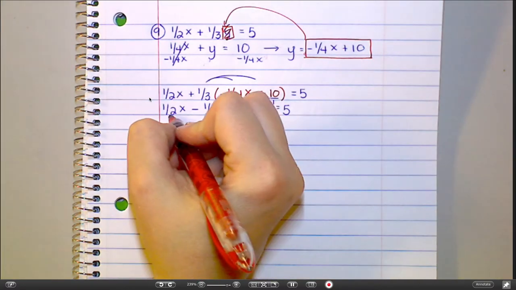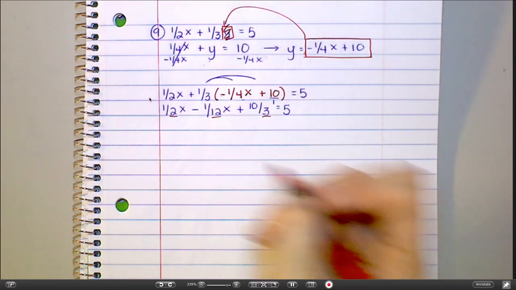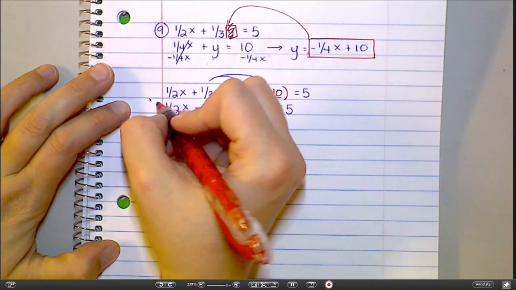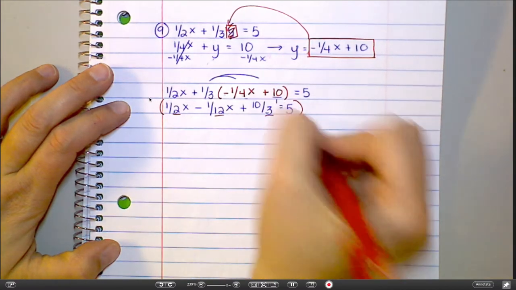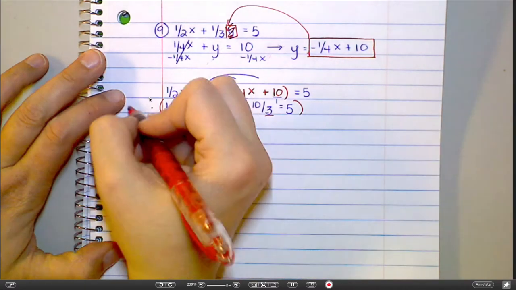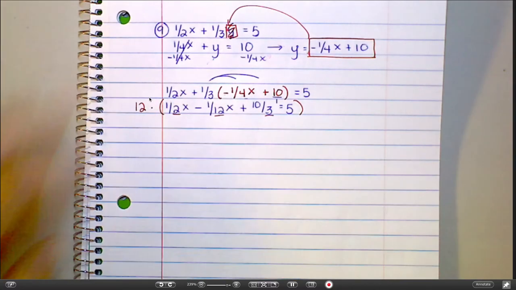So I've got 2, 12, and 3. I need something that they all go into. 6. 12. 12 doesn't go into 6. I'm pretty sure it does. 6 goes into 12. 12 does not go into 6. Okay. Multiply by 12.